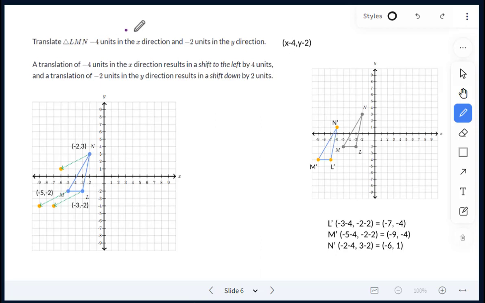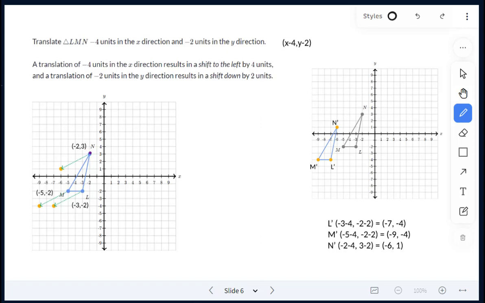and it's -4 units in the x direction, so meaning you're moving it to the left 4 points, and then -2 units in the y direction, meaning you're moving down 2 points. So our notation is x minus 4, y minus 2. And we can see what's happening here just by moving the points.